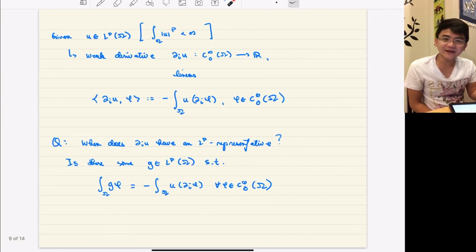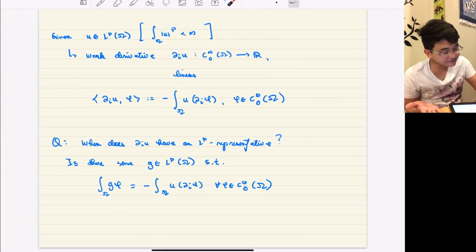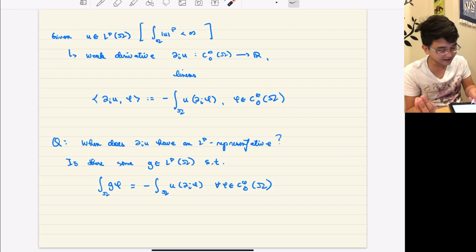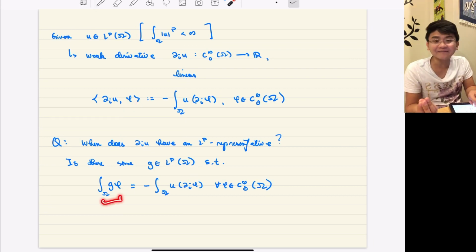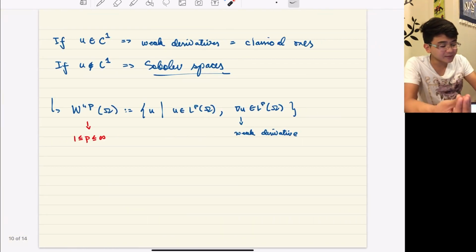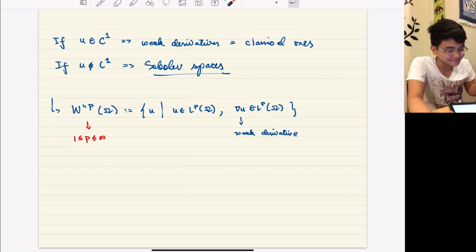We've discussed what weak derivatives are. For L^p functions, weak derivatives are linear functionals. Then we ask, when does it have an L^p representative? Meaning there is some L^p function g such that the action on phi is precisely an integral. And then we were talking about Sobolev spaces. So it's exactly these functions that we need.